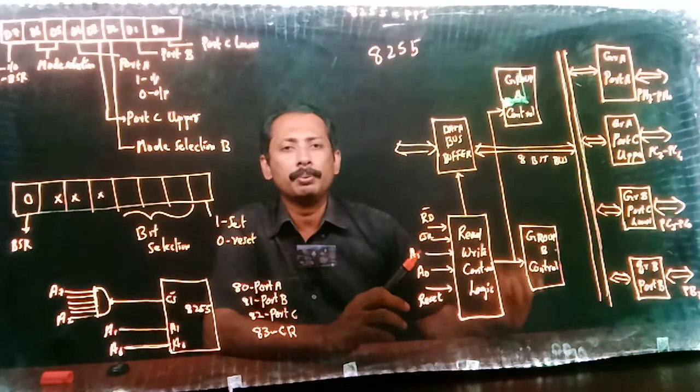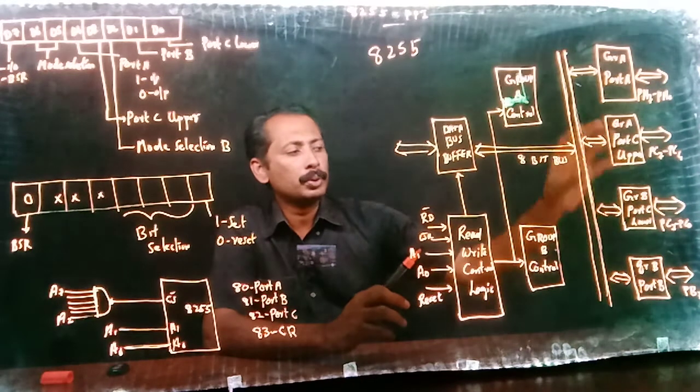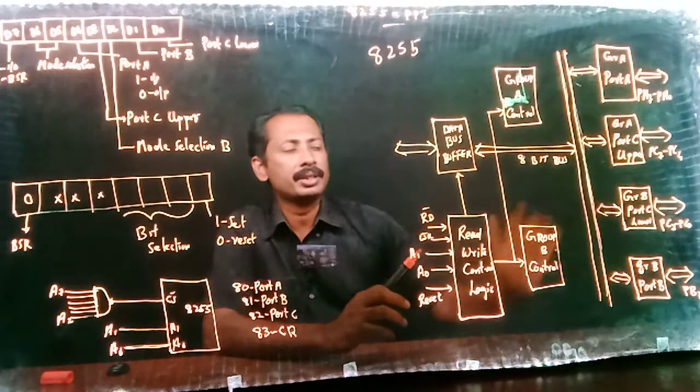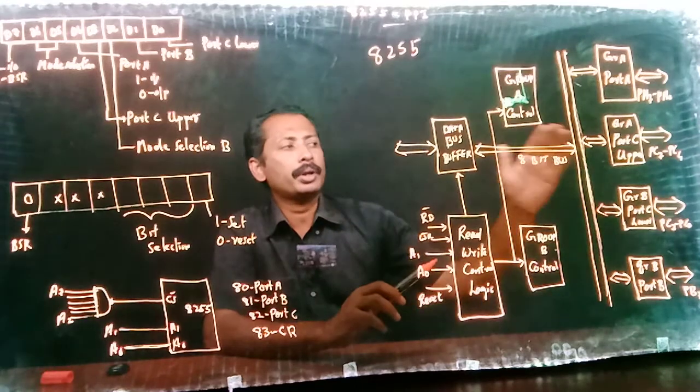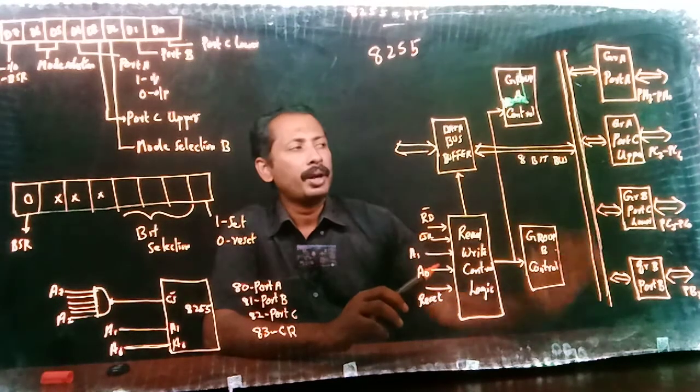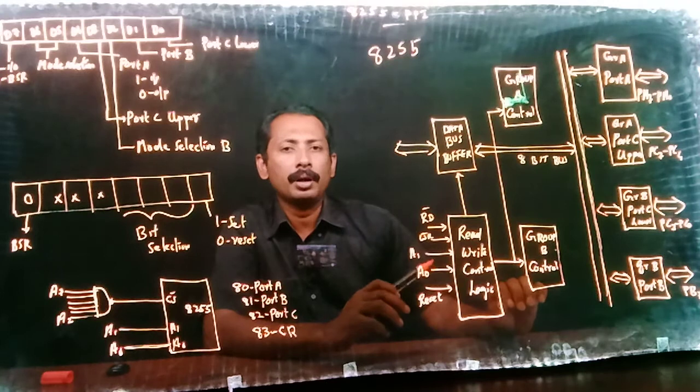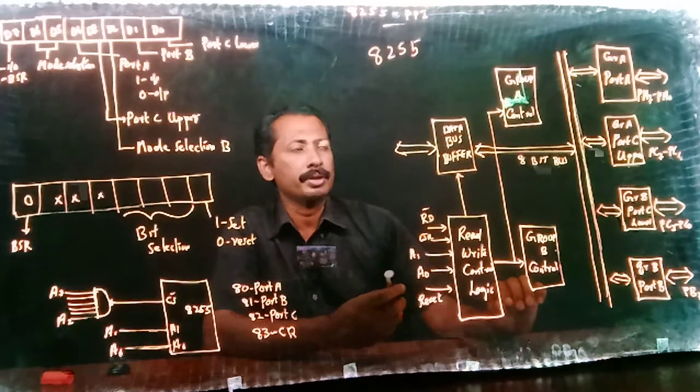Similarly, all other ports. So it can handle up to 3 devices. 3 devices can be connected: port A, port B, and port C. And each can be either an input device or an output device.